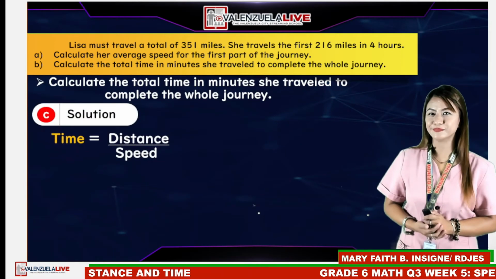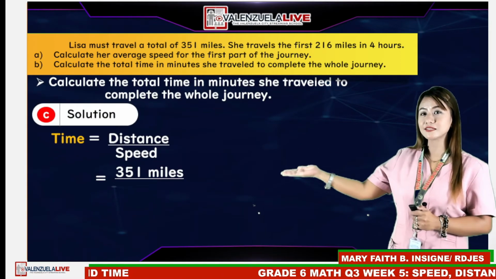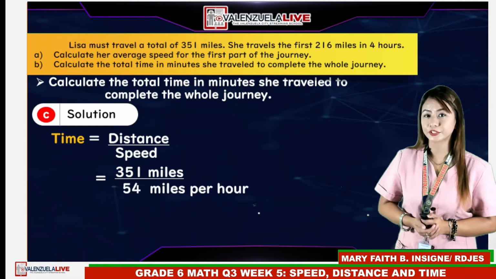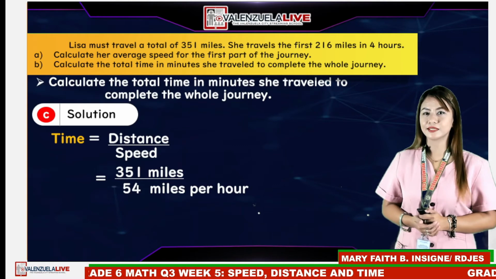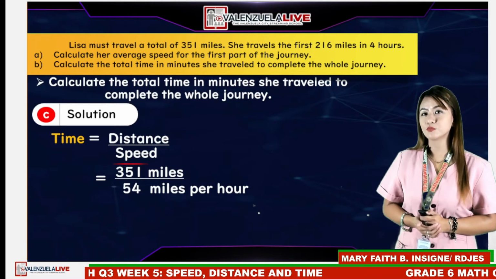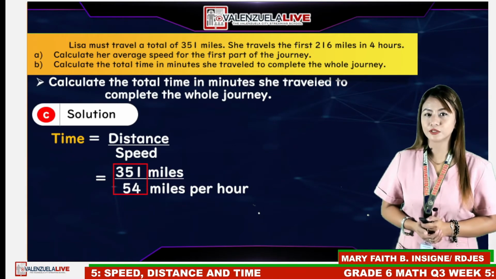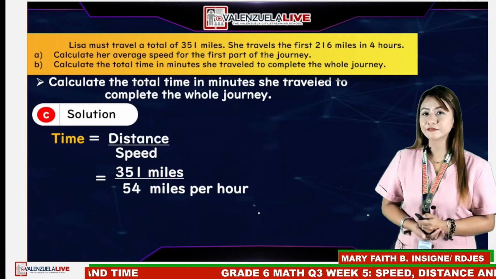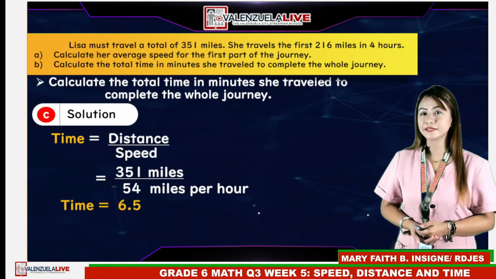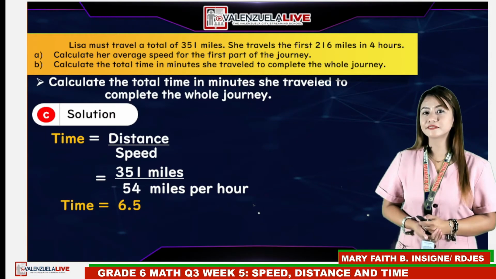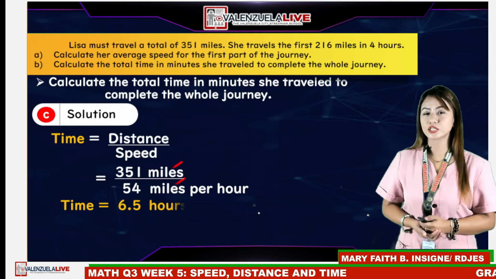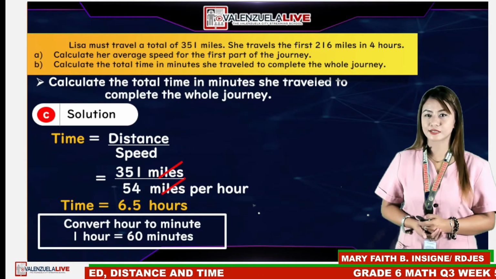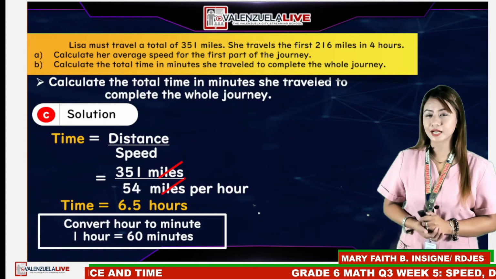Next, let us solve. The distance is 351 miles, while the speed is 54 miles per hour. We must divide 351 and 54. What is the quotient? Very good. It's 6.5 or 6 and 5/10. Then cancel out the unit measurement, which is miles. So our unit measurement is hours. But this is not the final answer yet.